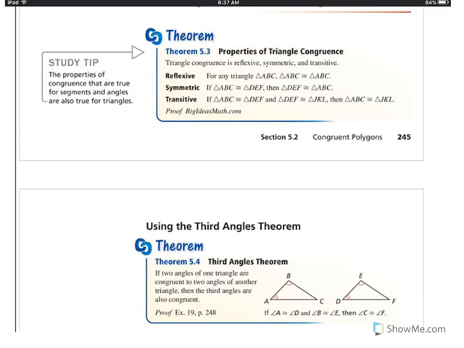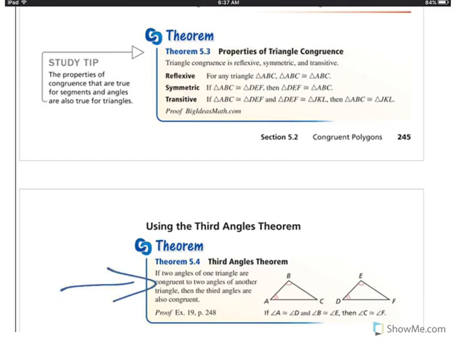Okay. Alright, a couple of theorems you're going to need to know. Don't forget your reflexive, your symmetric, and transitive properties. We use those in proofs in chapter 2. They're coming back here in triangle congruence. And also we have a new theorem called the third angles theorem.